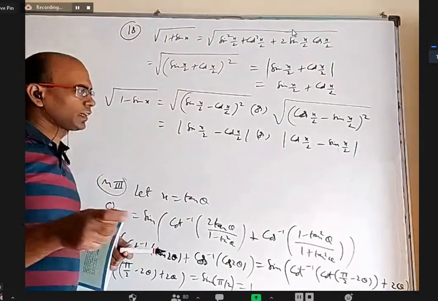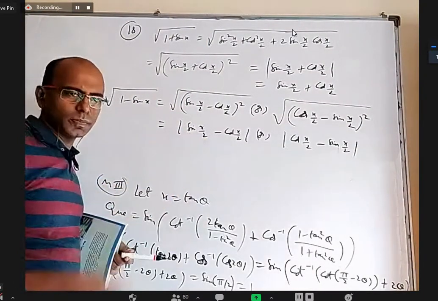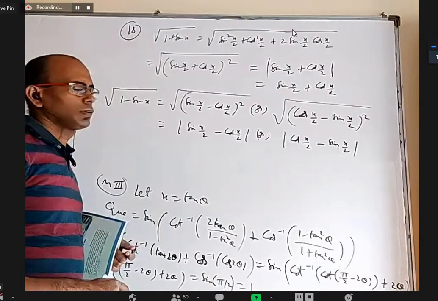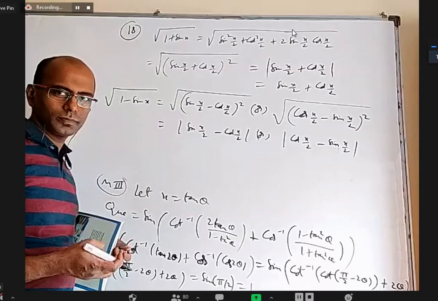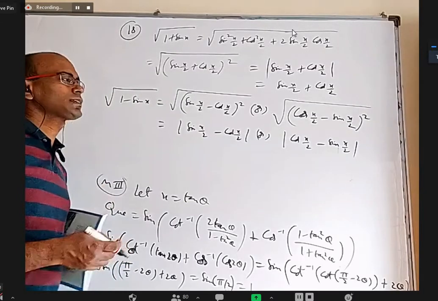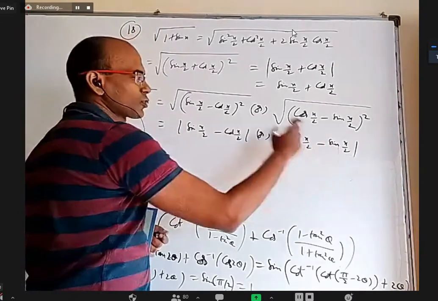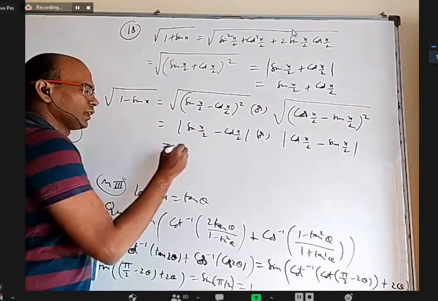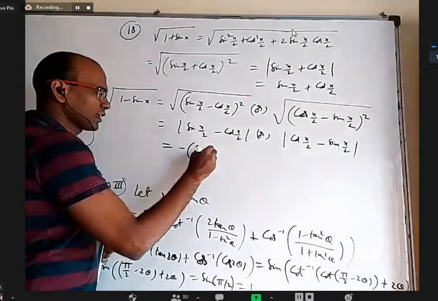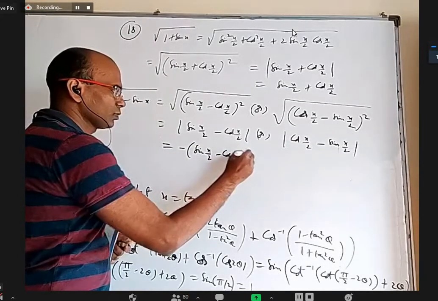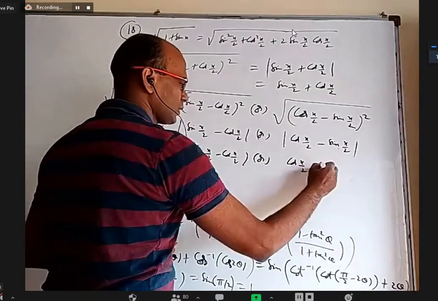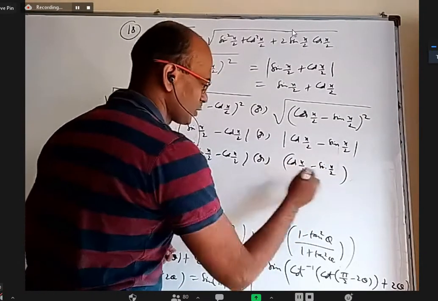Between 0 to 45 degrees, is sin bigger than cos, or is cos bigger than sin? Cos is bigger than sin. So this is positive, and I can remove the mod. If it is negative, I have to write minus, which is the same. So ultimately, you will get minus of sin x by 2 minus cos x by 2, or from this positive, cos x by 2 minus sin x by 2 as it is, whichever way you want.